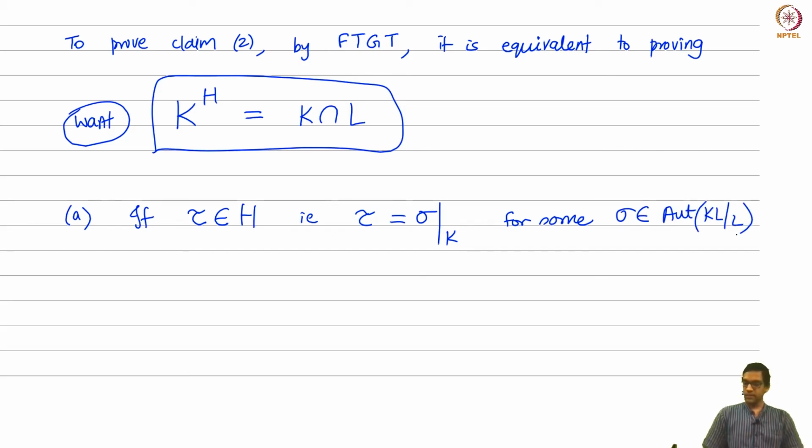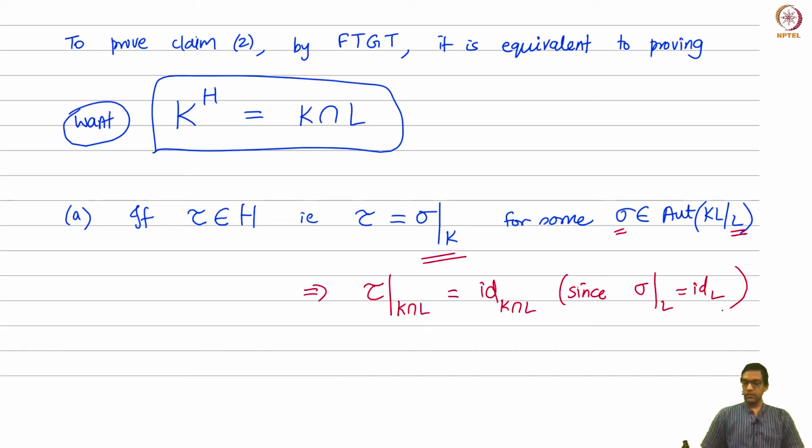So what does this mean? Well, tau is sigma restricted to K. Now sigma here fixes all elements of L. So sigma fixes L pointwise. So the restriction of sigma to K will fix K intersection L pointwise. So this means that tau on K intersection L is just the identity map. And why is this? Because sigma on L was the identity map. So this means that tau fixes K intersection L pointwise.